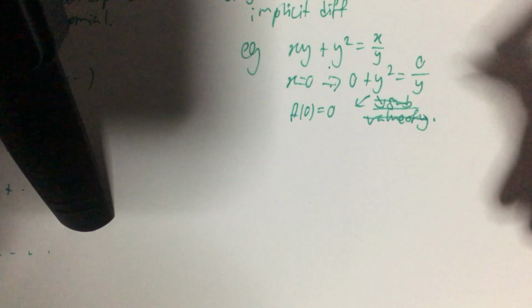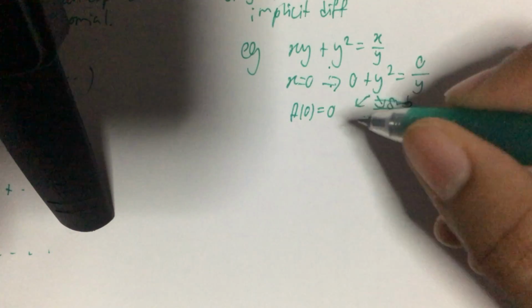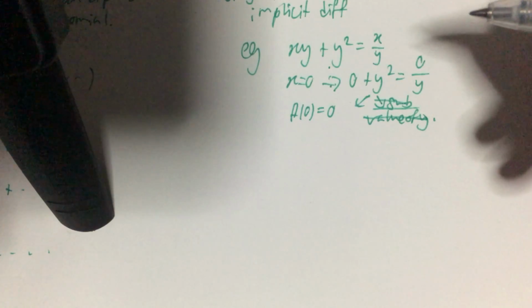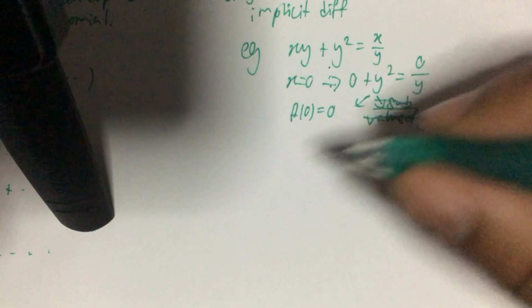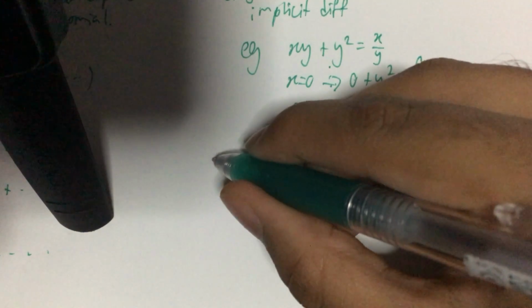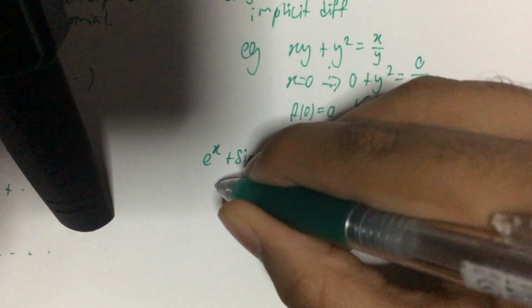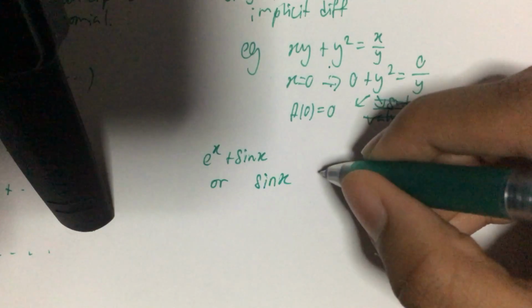Okay, so when it comes to using series, they won't just ask you to find the first three terms of e to the power of x or something, that would be too easy. They'll give you instead a product or maybe an addition, something that is a combination of two of these series.